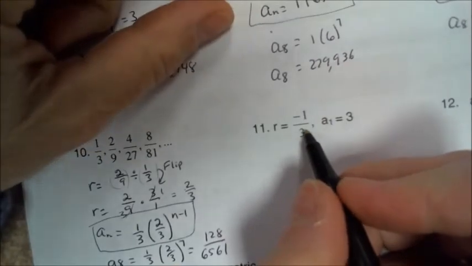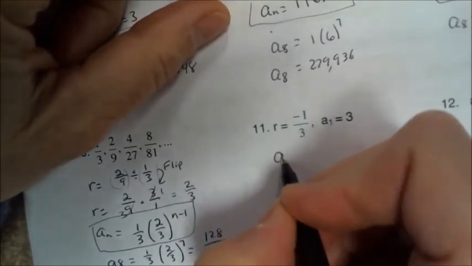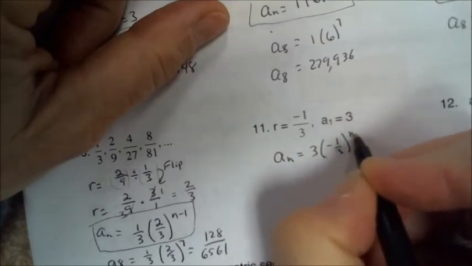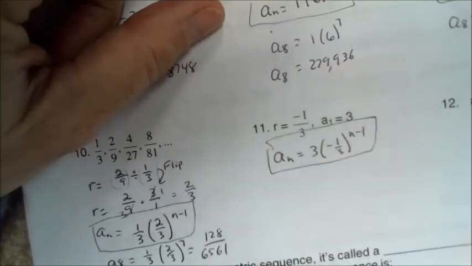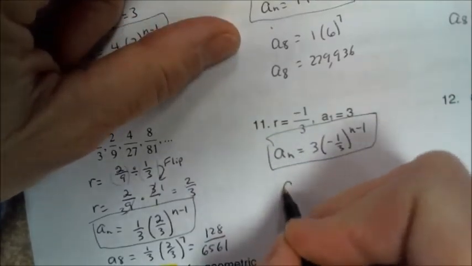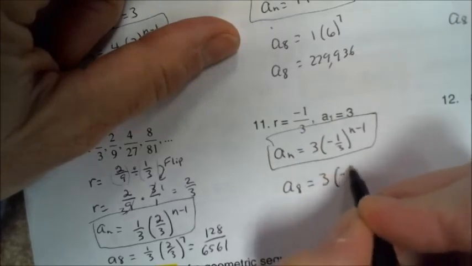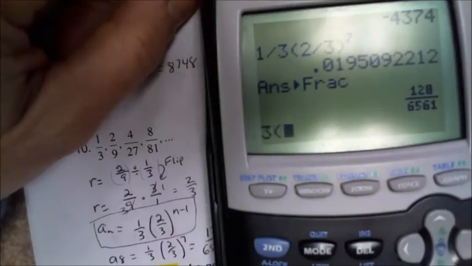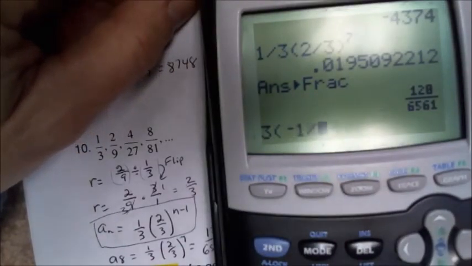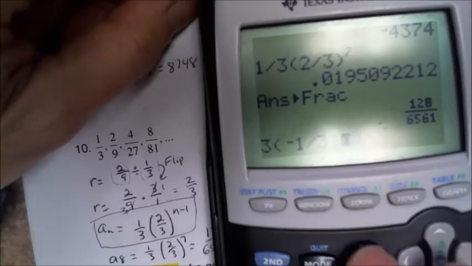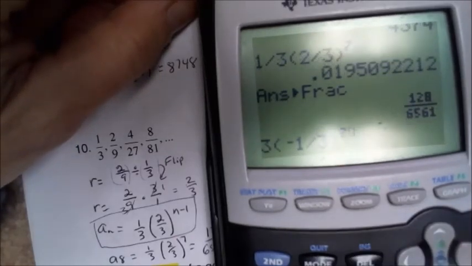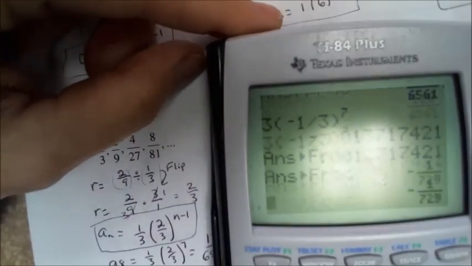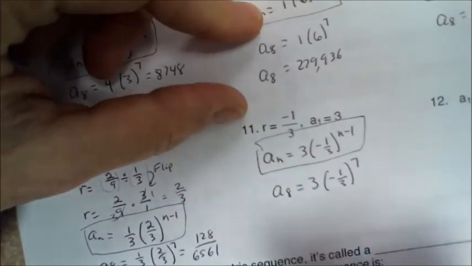Oh, good, they tell us what r is. We don't have to figure it out ourselves. That's even easier. The nth term is the first term times r to the n minus 1. That should have been the first example. That was so easy. So the 8th term is equal to the first term times -1/3 to the 7th power. Let's see what that is. 3 times -1/3 to the 7th power. Ew, I think I'll math frac that. -1 over 729.